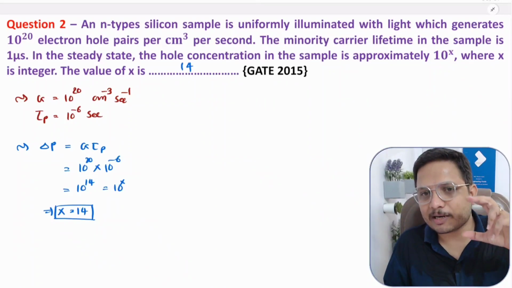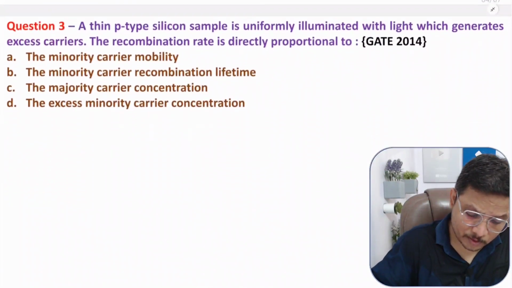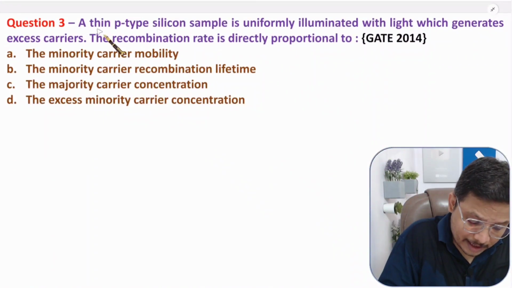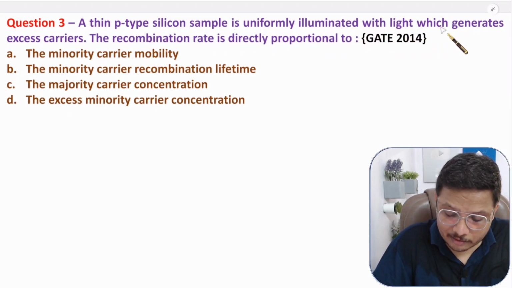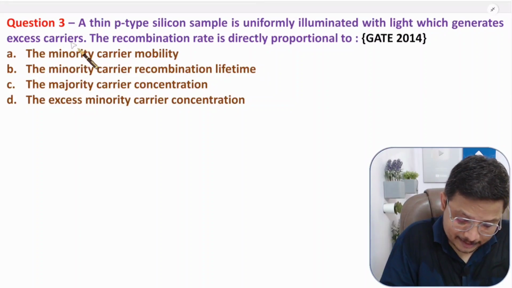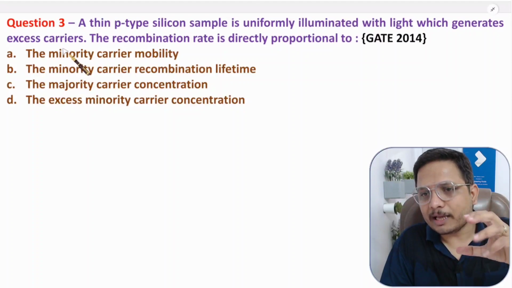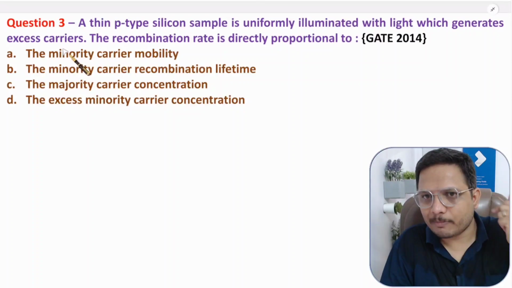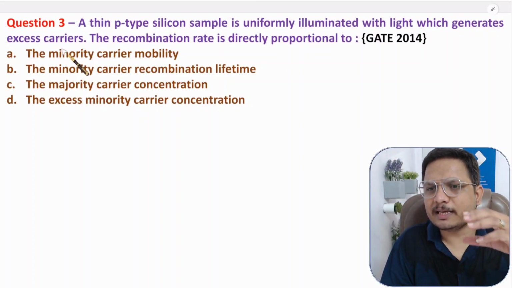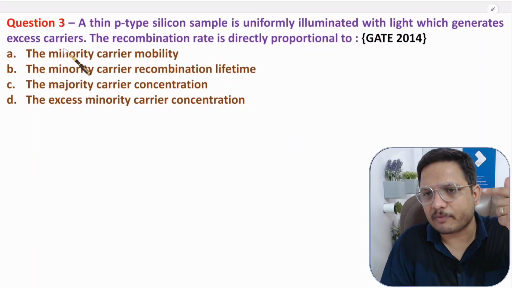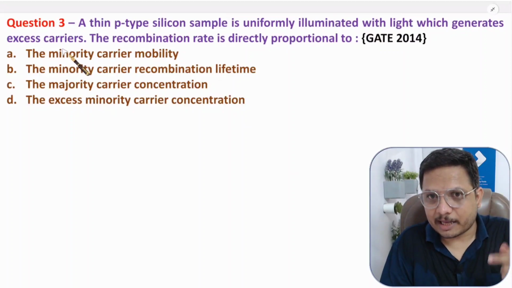First you need to understand what is given over here, right? Let us solve the third question. In the third question, a thin p-type silicon sample is uniformly illuminated with light which generates excess carriers. We have seen that as you shine light uniformly, it generates electron-hole pairs, and these are referred to as excess carriers, which we have seen as delta P in case of n-type material, and delta N in case of p-type material, right?